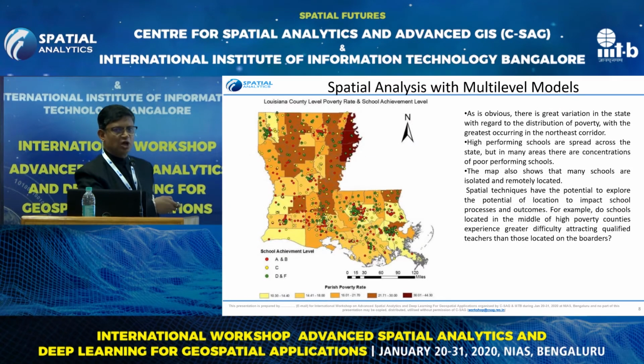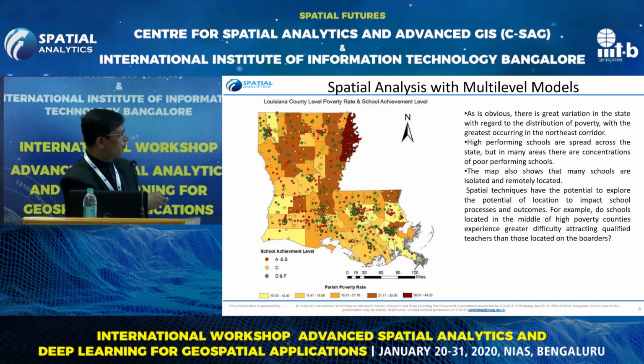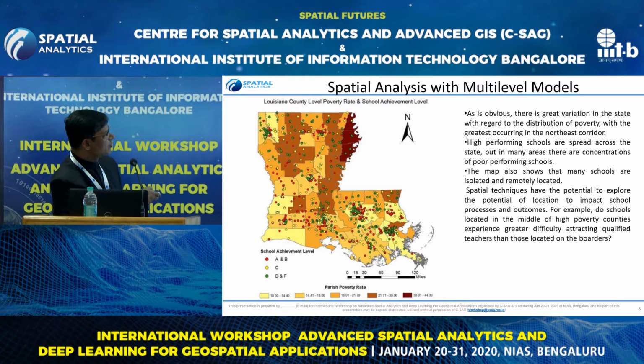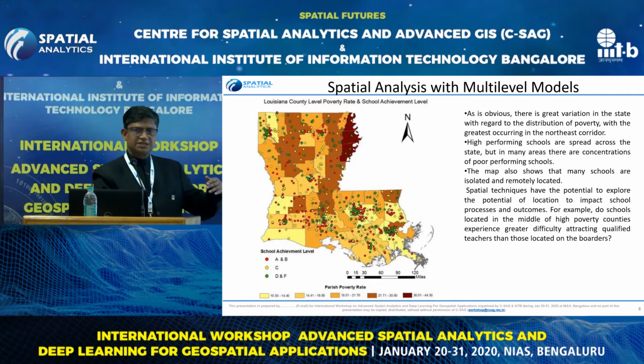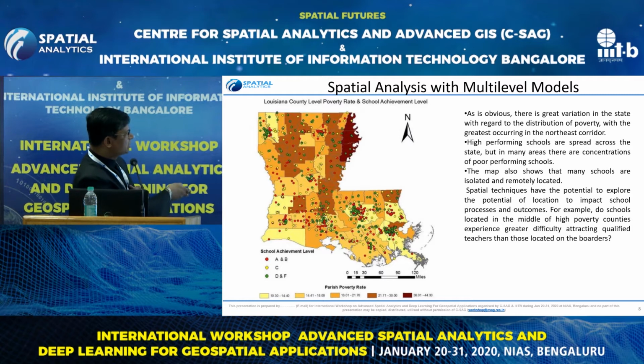There is another technique, the last point, which is spatial analysis with multi-level models. Here, as you see, again, I'm not going into the details. Whenever we plot this data of the schools, which are in different poverty levels, here in the background, this data is the county poverty ratio, and these are the school achievement ratios.